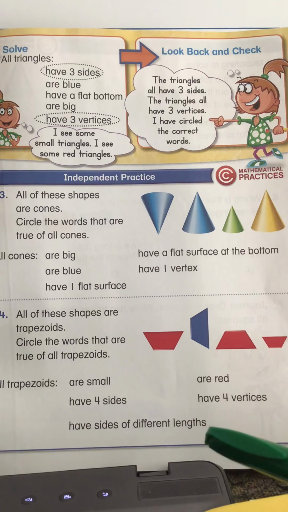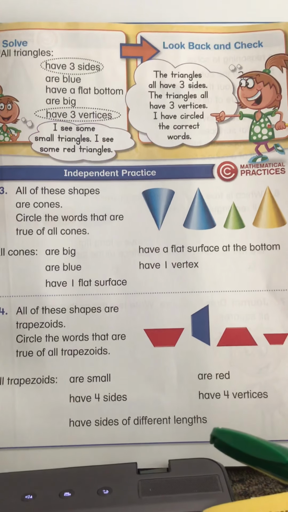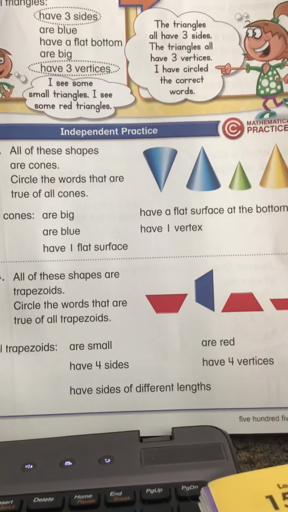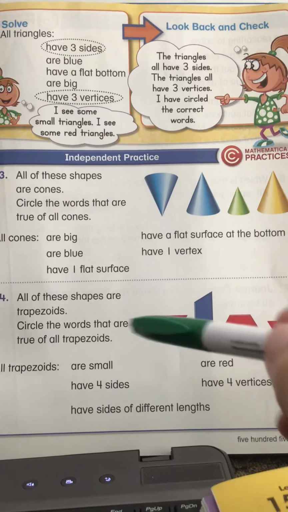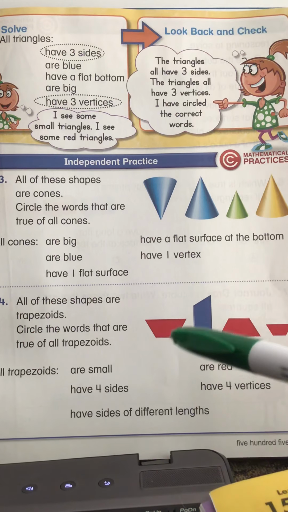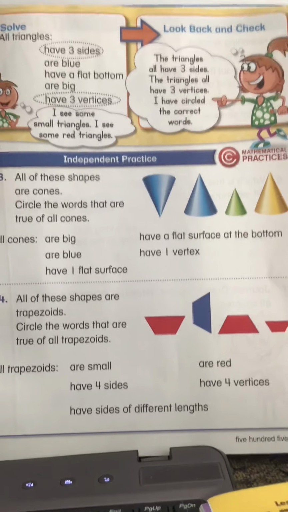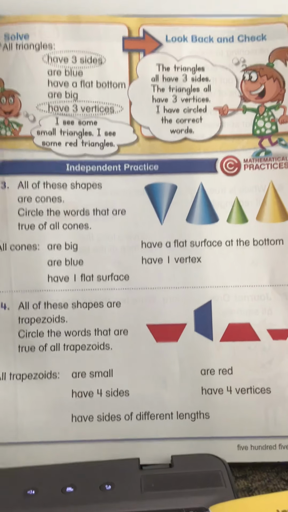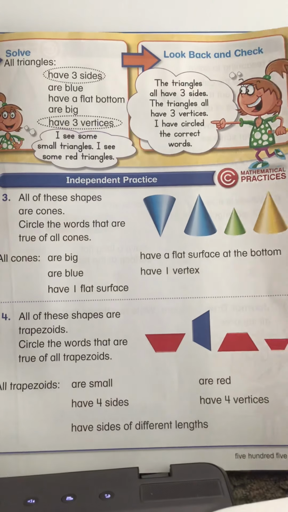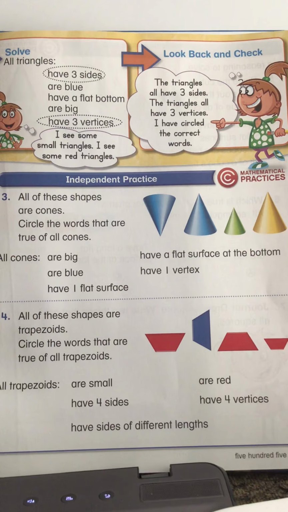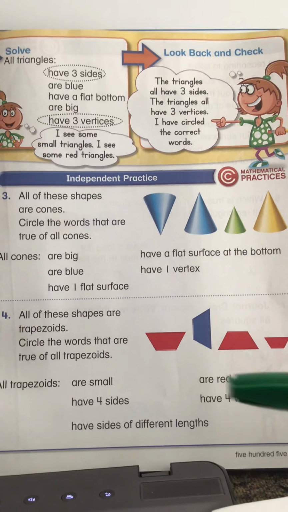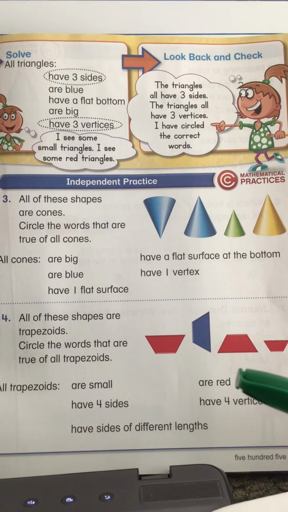Have sides of different lengths. Yes, their lengths are not the same. Trapezoids have a longer side and a shorter side and 2 slanted sides. So we can circle that one at the bottom. They do have sides of different lengths. Are red. Are all trapezoids red? No.